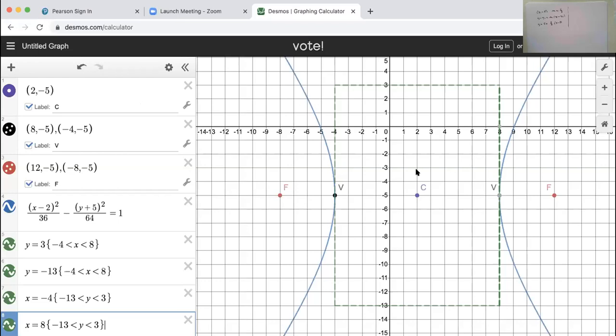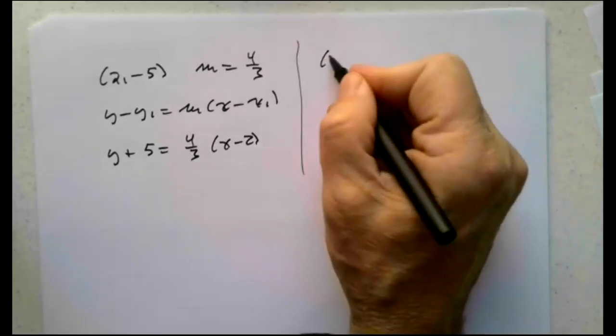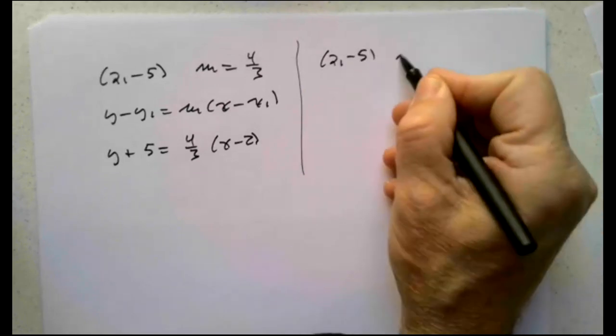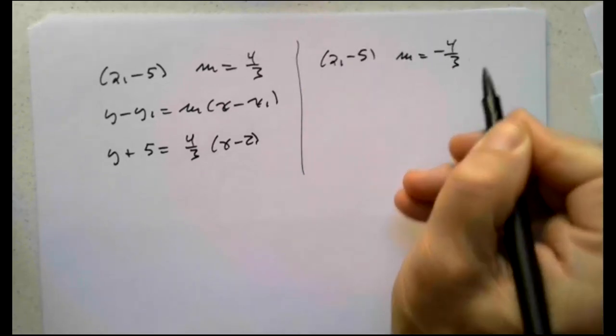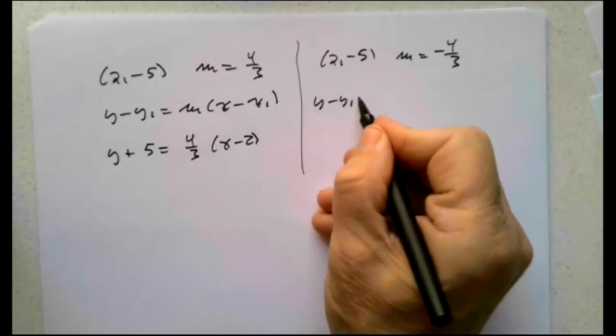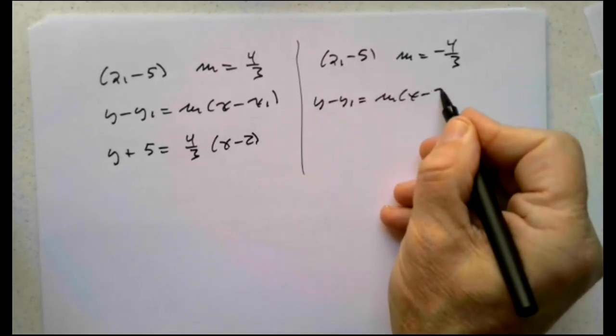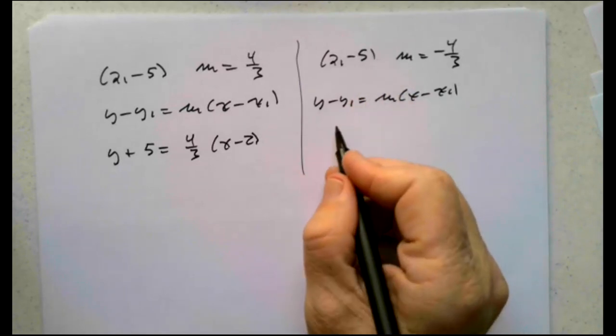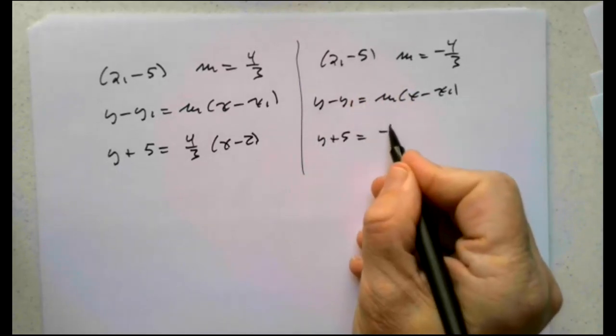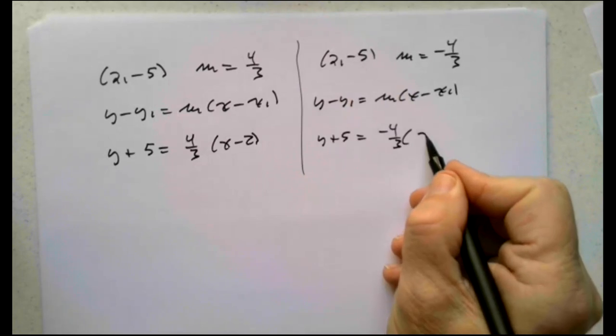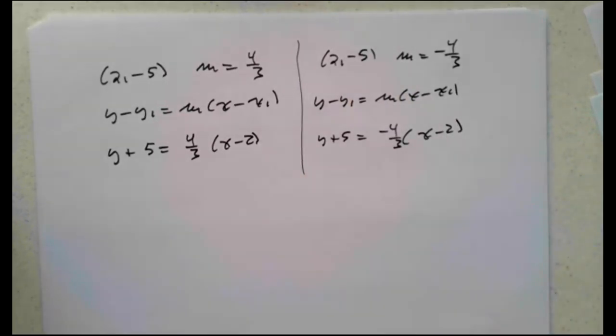Similarly, taking a look at our graph, this piece was up 8, 1, 2, 3, 4, 5, 6, 7, 8, over 6, 1, 2, 3, 4, 5, 6. The other one would be down 8 over 6, or -4/3. So same point, 2, -5. Slope is -4/3 again. y minus y1 equals m times x minus x1, y minus -5, y plus 5 is -4/3 times x minus 2. So those should be the equations of the asymptotes.